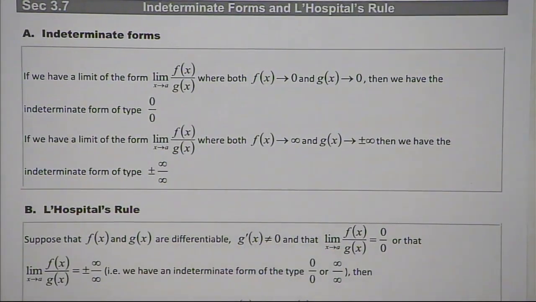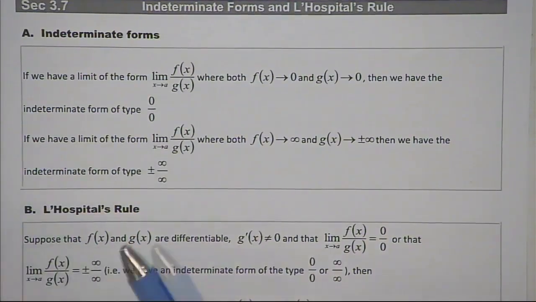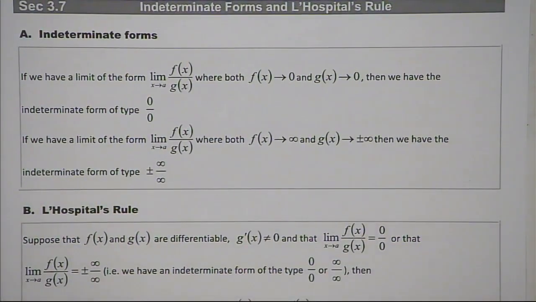So one of the biggest things about L'Hopital's rule is you need to check first and make sure you're allowed to use it. Because if you don't have a 0 over 0 problem, or if you don't have infinity over infinity, you can't use L'Hopital's rule. Okay, so that's the first thing. You got to check those.